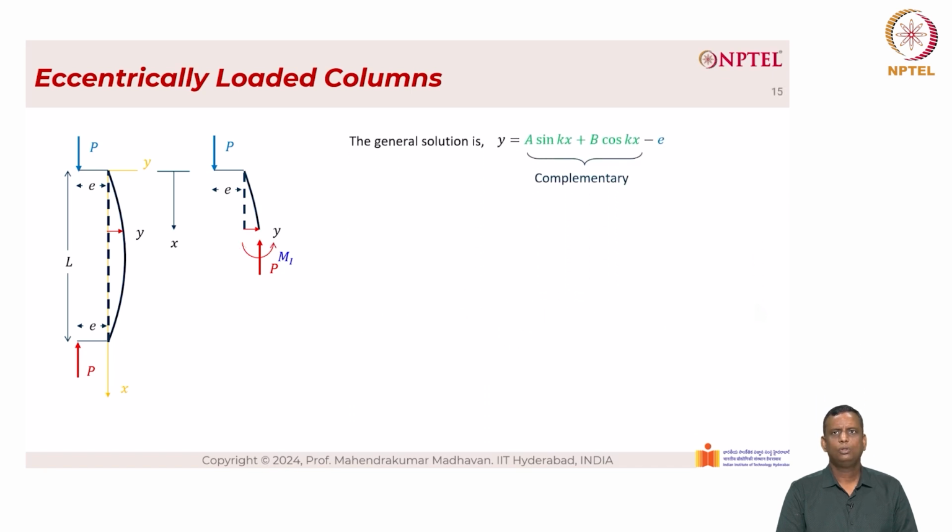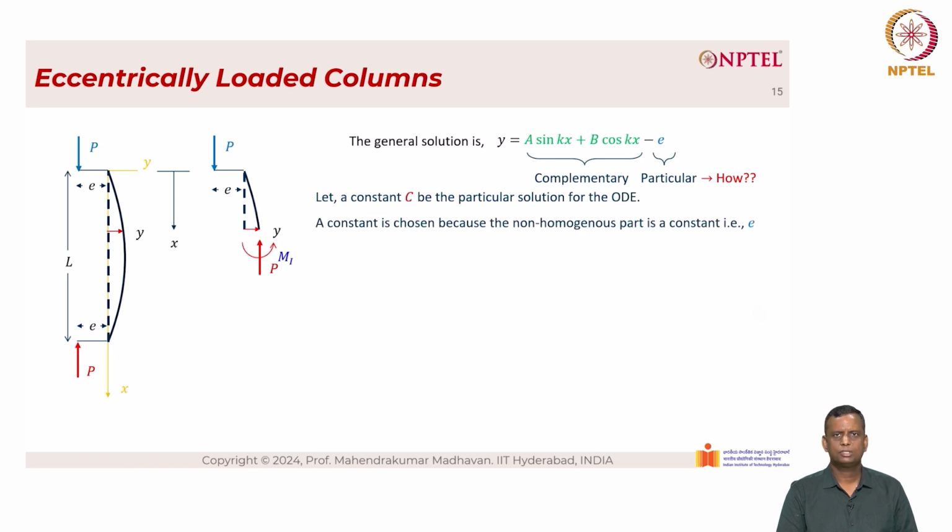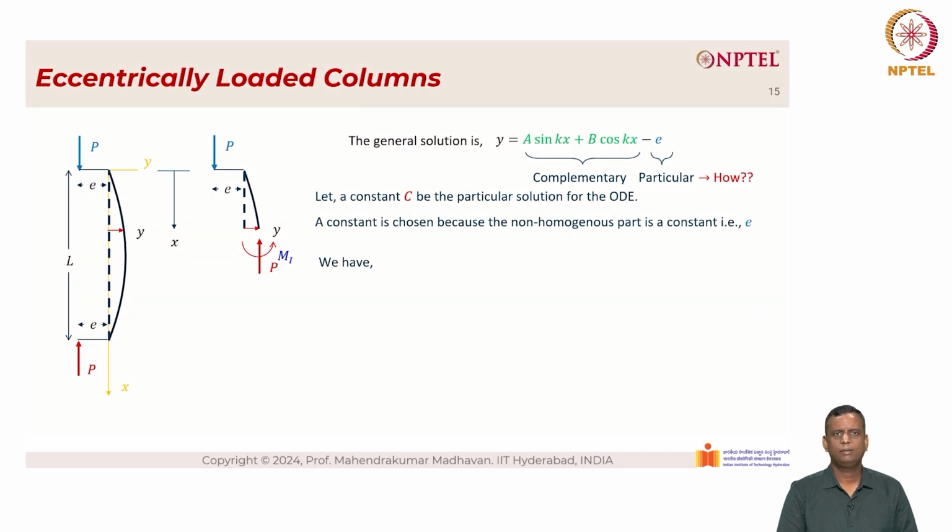Now, the first two terms, A sin kx plus B cos kx, are the complementary solution. The term e is the particular solution. How did we get that? Let a constant c be the particular solution for the ordinary differential equation. A constant is chosen because the non-homogeneous part here is a constant, that is e.